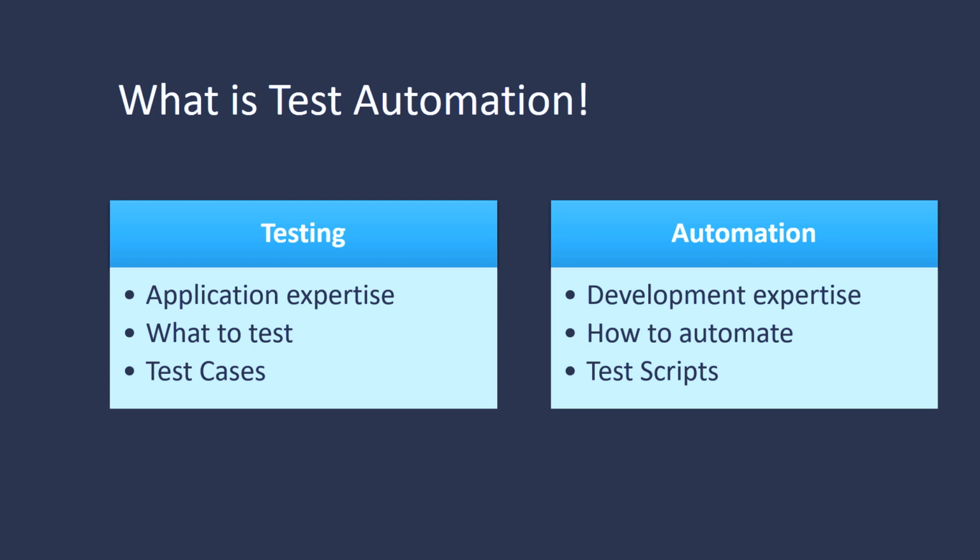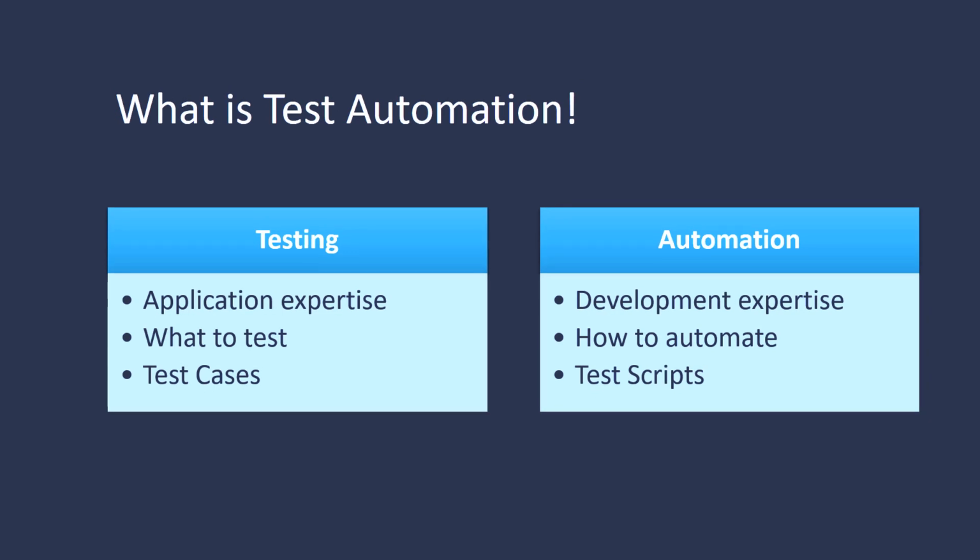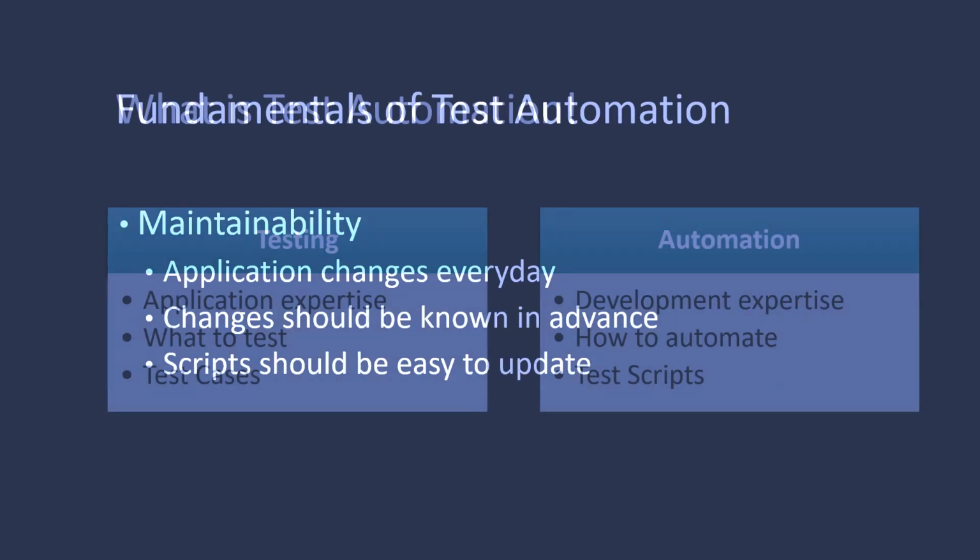Furthermore, for testing, you need well-designed test cases. For automation, you need to build test scripts. This is why test automation is not record and playback of manual test cases. It is something beyond that. Having said that, what are the fundamental things that I need to focus on when I'm doing test automation?